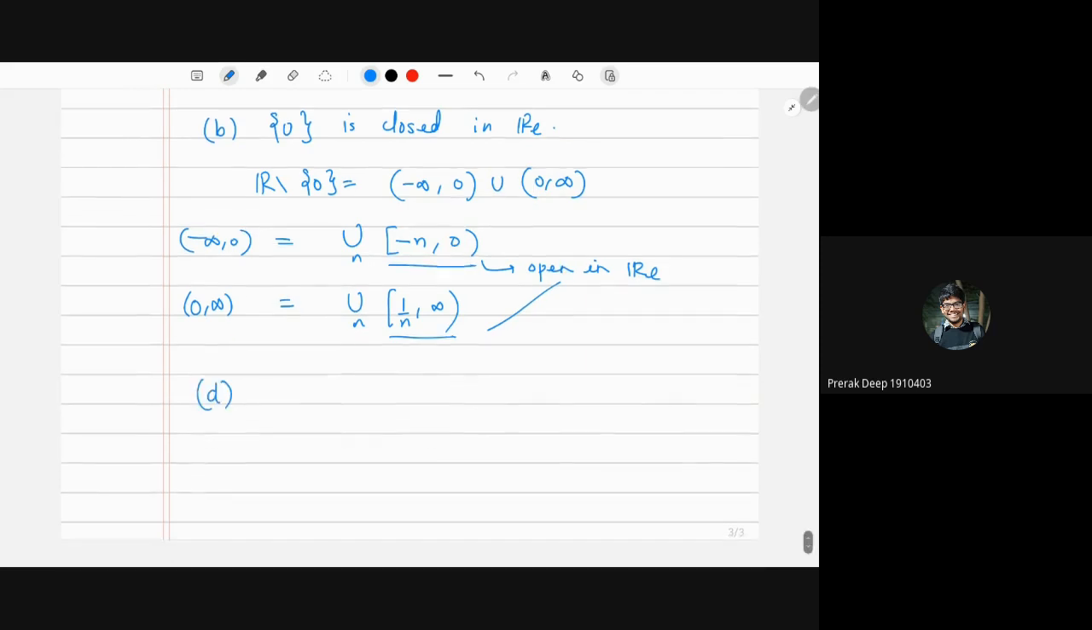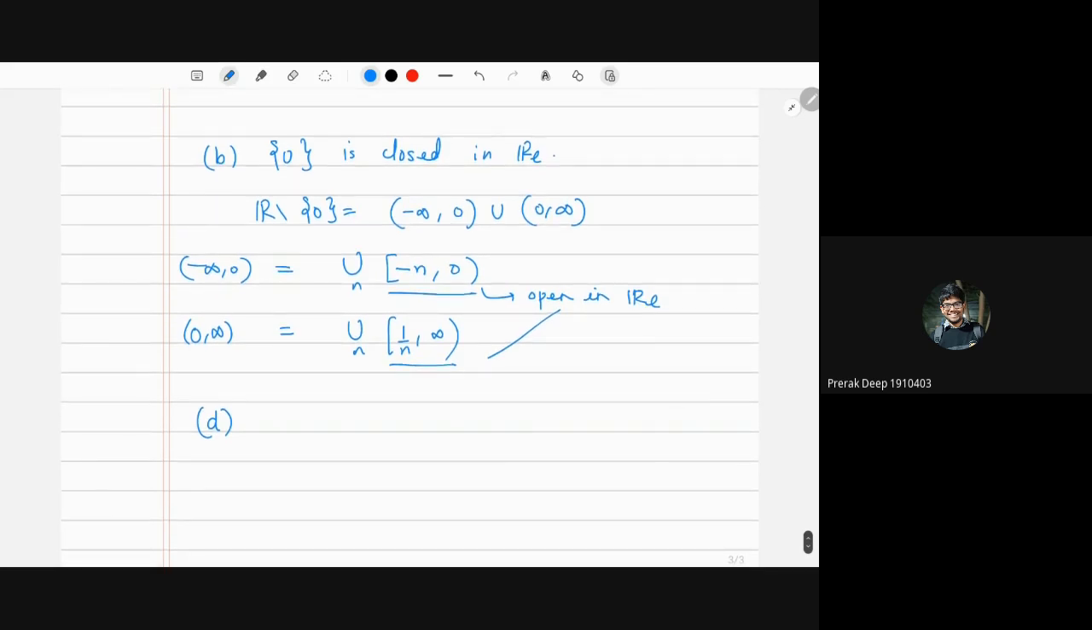Now let's look at option D. Option D says this interval is open in RL. And why is that? Because if you look at the complement of this set, you will get minus infinity to 0 union with 1 to infinity. Okay, so we already have seen that minus infinity to 0 is an open set.